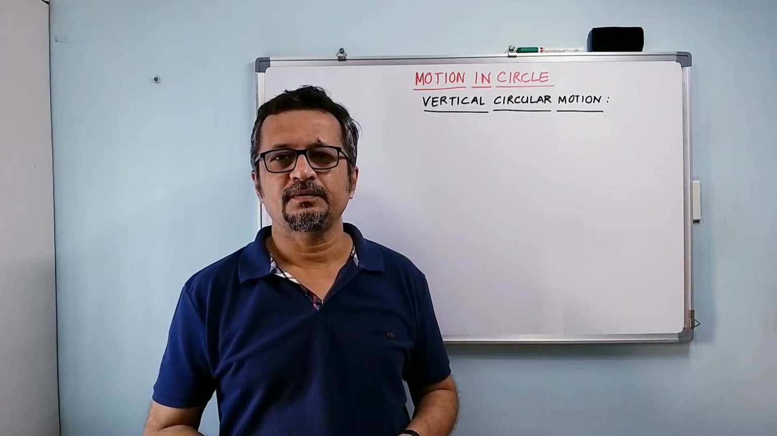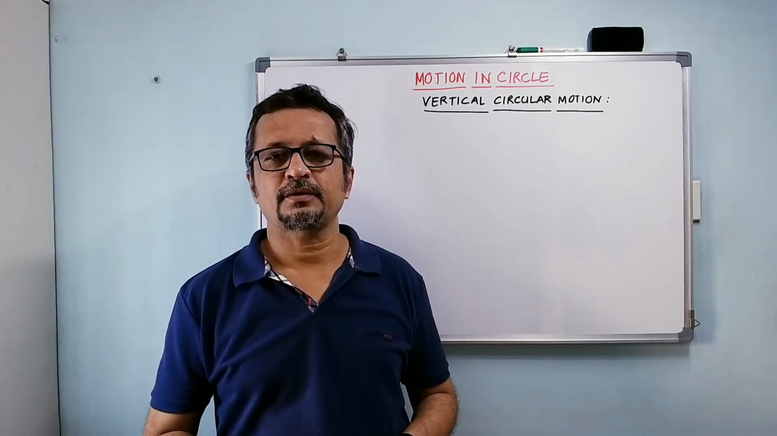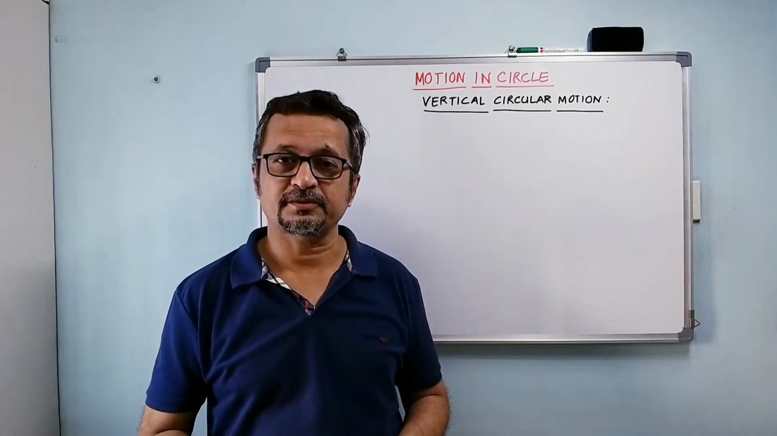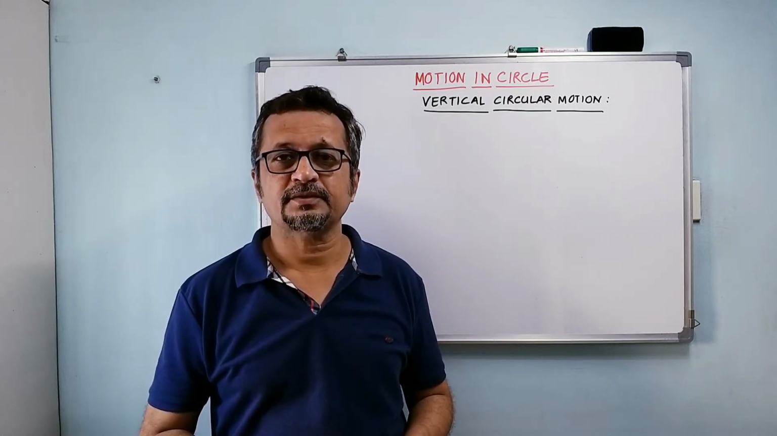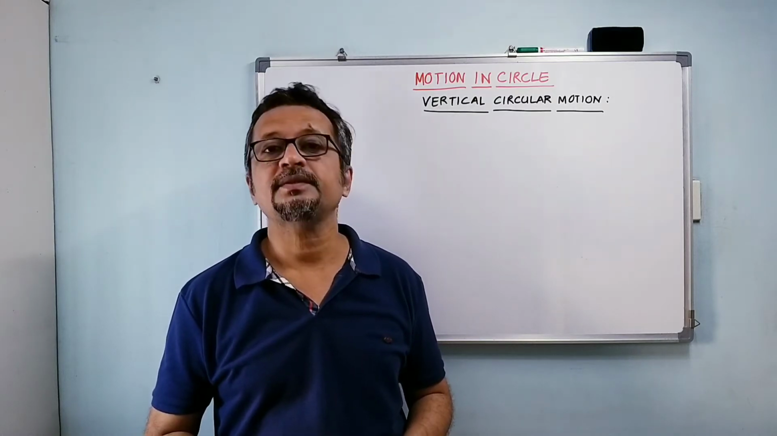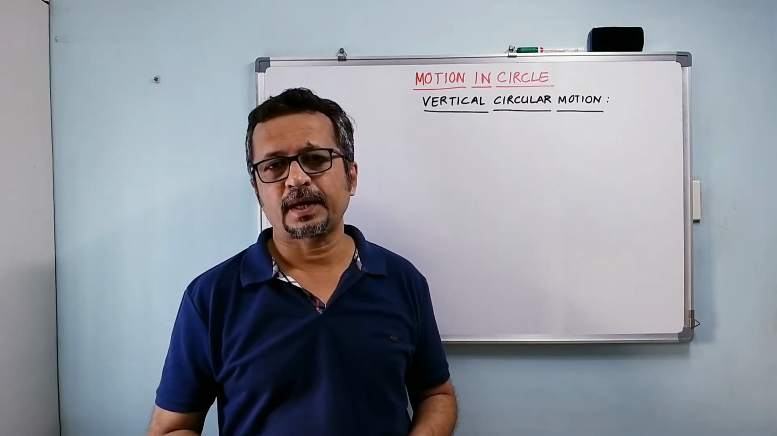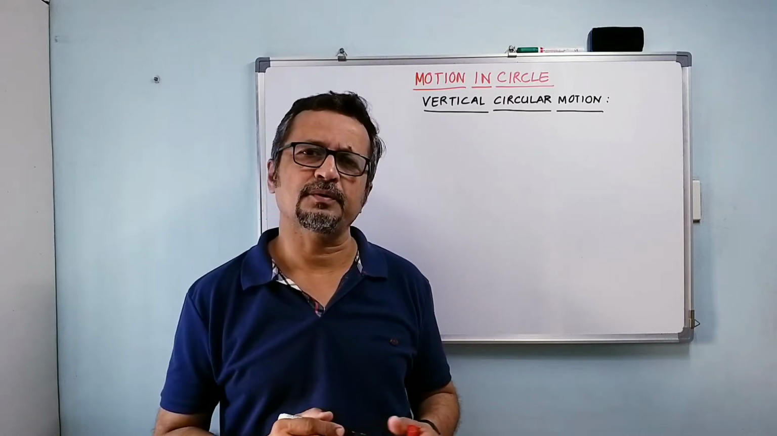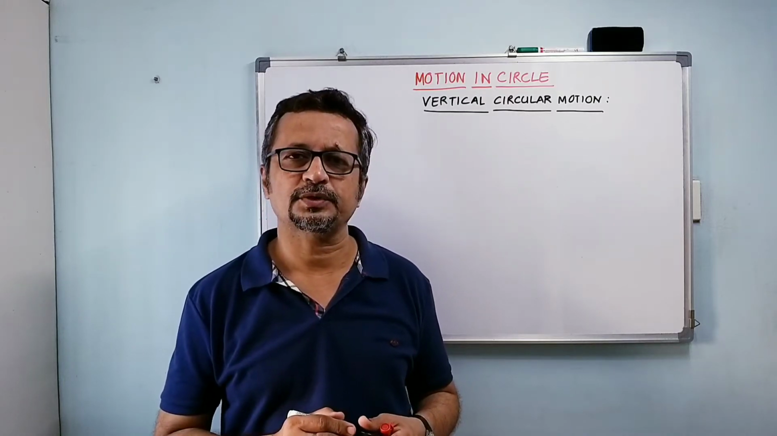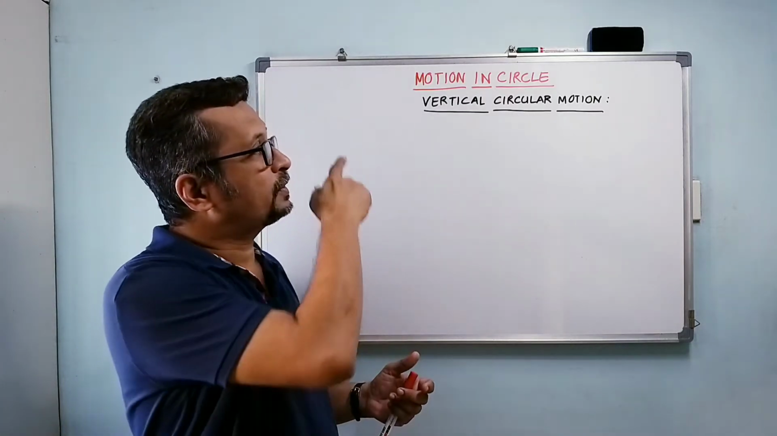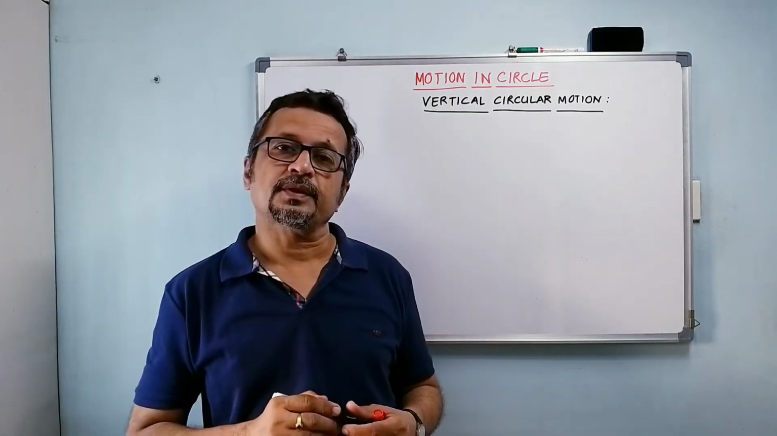Hello guys, so far we have seen what is angular displacement, angular velocity, angular acceleration, then centripetal acceleration, centripetal force, and then banking of roads. Banking of roads is one application of circular motion. Now today we are going to talk about this vertical circular motion.